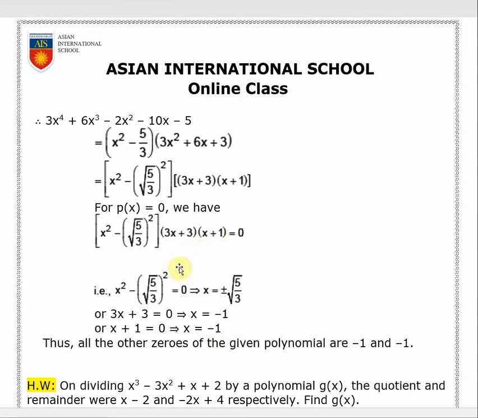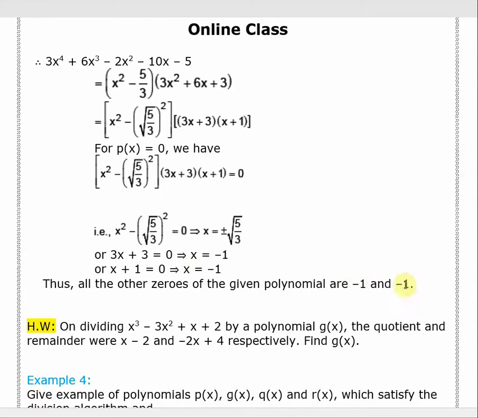Yeah, minus both are coming minus 1. 3x plus 3 is one factor over here, and x plus 1 is another factor. Both are giving minus 1. So as a whole, the unknown two zeros of the polynomial are minus 1 and minus 1.